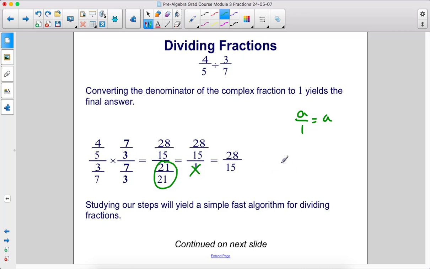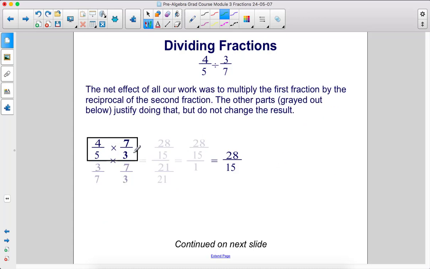Studying our steps will yield a simple, fast algorithm for dividing fractions. The net effect of all of our work was that we end up just multiplying the first fraction by the reciprocal of the denominator fraction. The other parts grayed out justify why this works, but they don't change the result. So if we just take the top fraction and multiply it by the reciprocal of the bottom fraction, you get the answer.